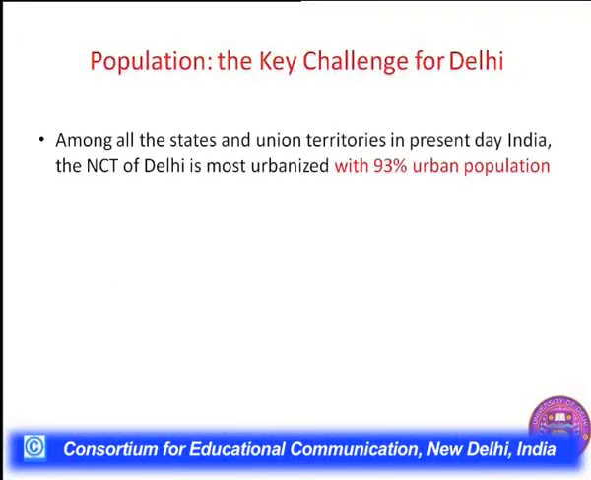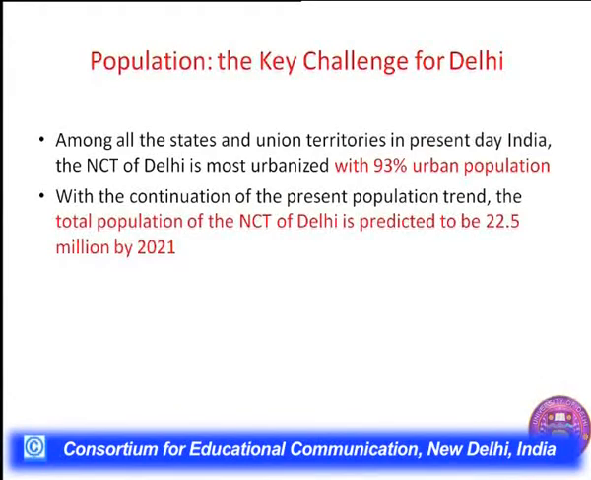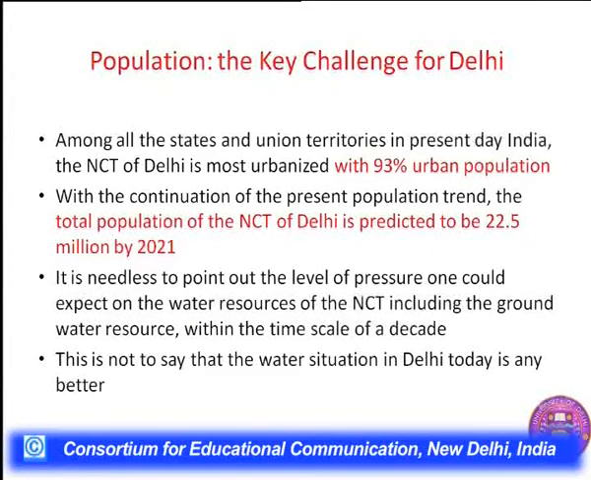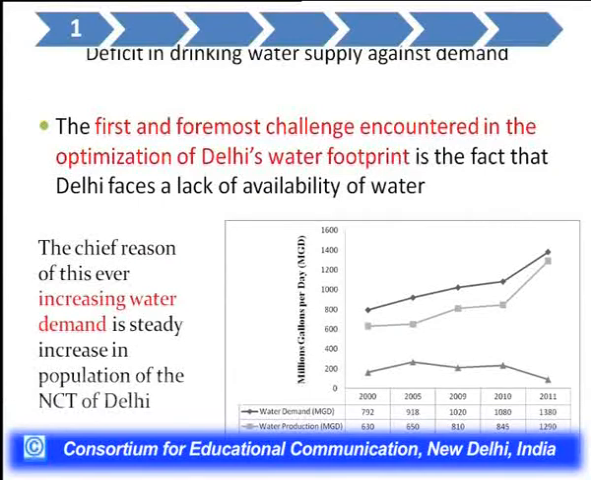So we understand that if we have sufficient rainfall, the major challenge for Delhi itself as a case study is the population. In Delhi, 93% of the population is urbanized. The population is expected to be almost 22 million by 2021. Now in the NCT itself, if you go through the census data, we can find that day by day the demand for water increases. If we go through the last 10 years of data, every 5 years or 4 years, we can find the water demand is very high.